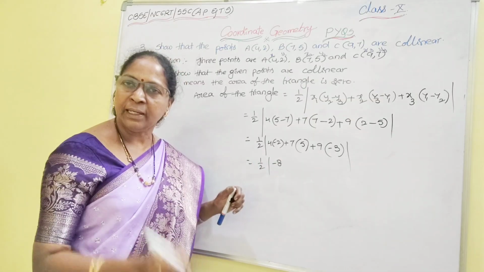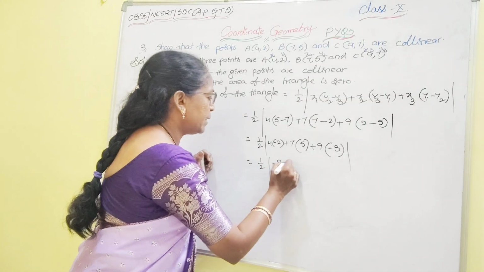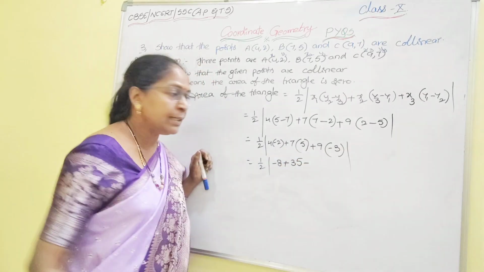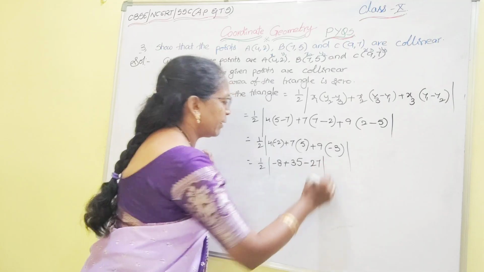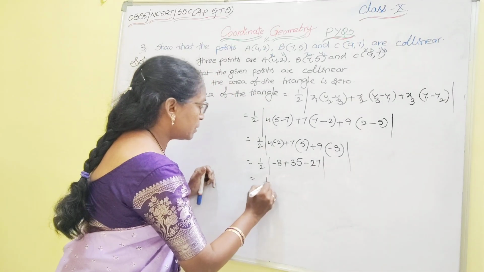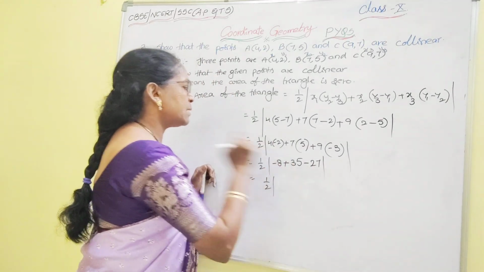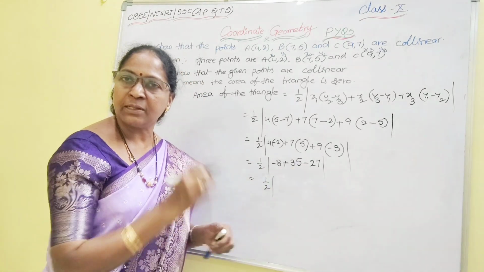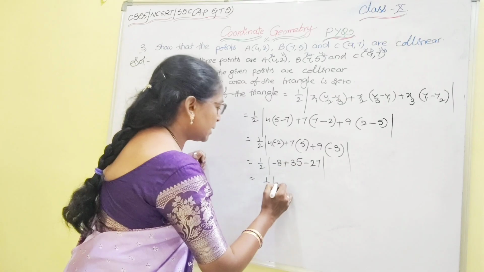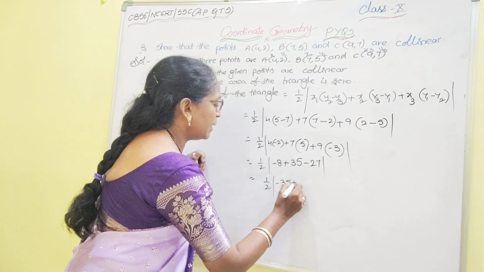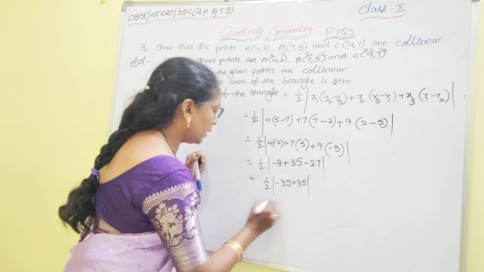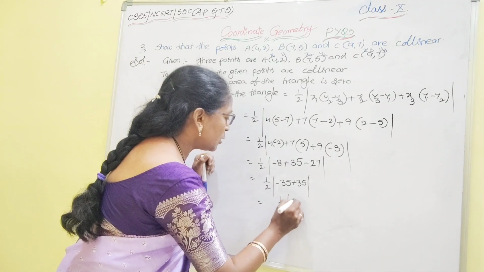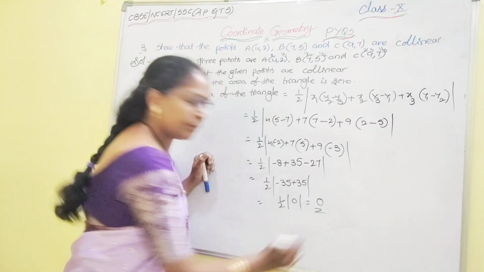Now half modulus, 4 twos are 8, with the minus sign, minus 8, plus 7 fives are 35, plus 9 into minus 3, 9 threes are 27. Now half modulus minus 8 plus 35 minus 27, both minus terms you have to add. So minus 35 plus 35 equal how much? 0. Half into 0, that equal to 0.